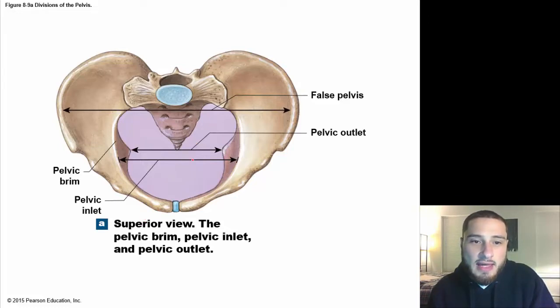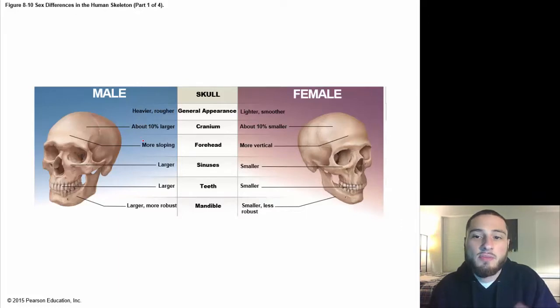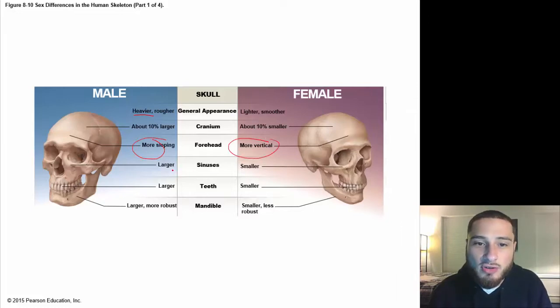All right, pelvic outlet, pelvic inlet. They're going to be different between males and females. We see that males and females differ in many different ways: the angle of their femurs, the size of their hip bones, also their skulls. Men typically have heavier skulls, and their foreheads are more sloping, where in females it's more vertical. Sinuses are larger in males, teeth are larger in males, and the jaw typically is larger and more robust, where females have more dainty or less robust mandibles.